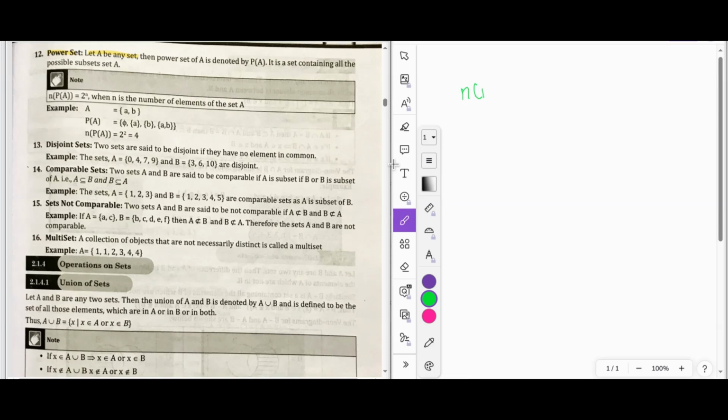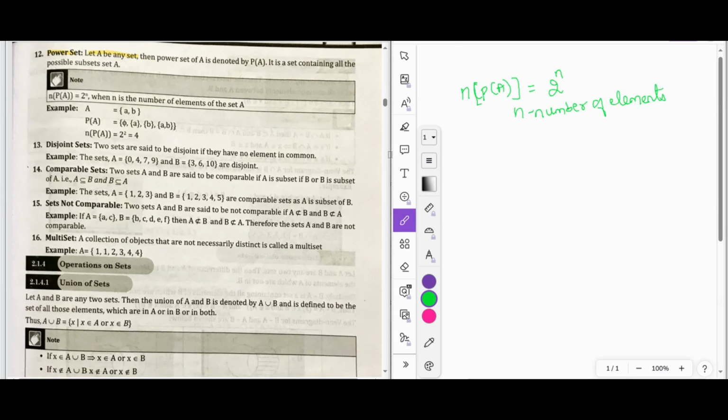To find the number of subsets in the power set, we have the formula n of P of A, which will be 2 to the power of n. What will n be? n will be the number of elements. So what is the number of elements we have here?